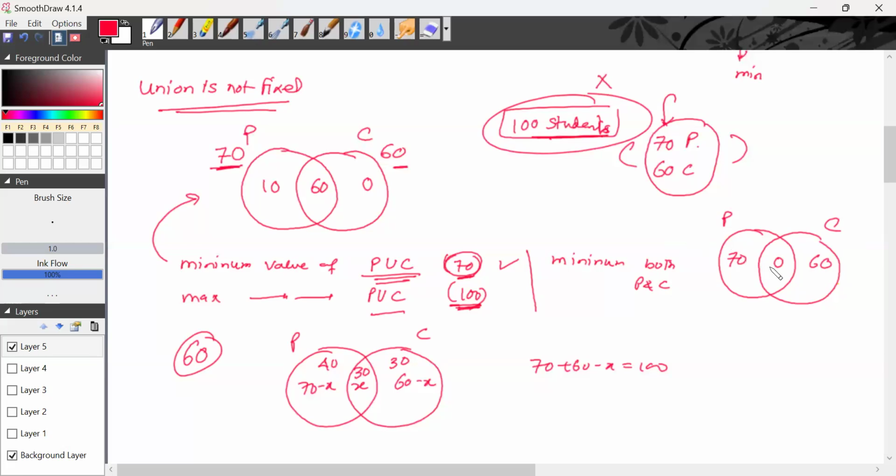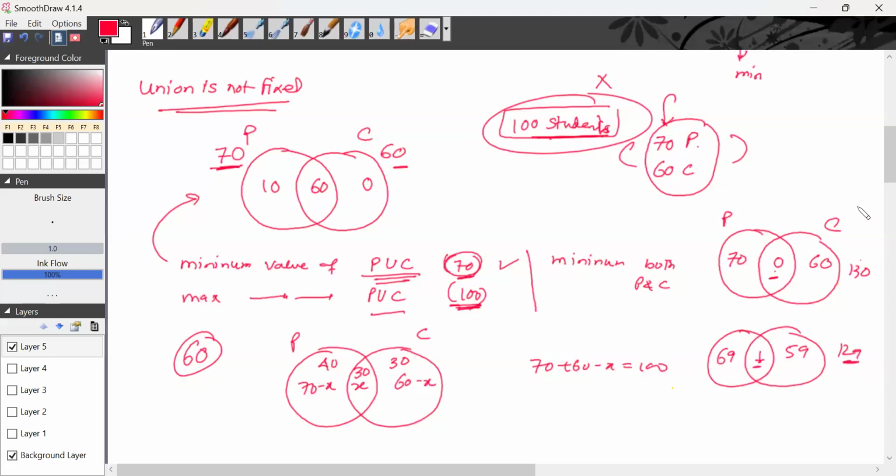So what I have to do is ensure that some people like both, so that the head count becomes lesser. The moment I increase it from 0 to 1, this will become 69 and this will become 59. Now tell me, in this case, what would be the union? It is 129. Earlier it was 130. So here we have observed that the moment I increase the intersection by 1, the union decreases by 1.